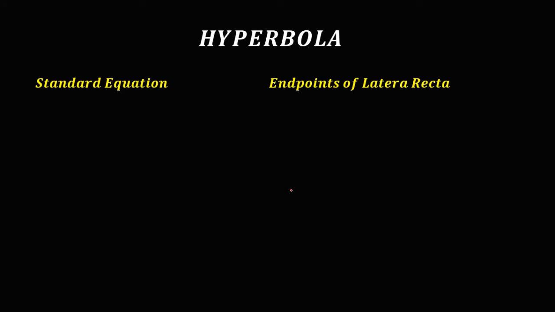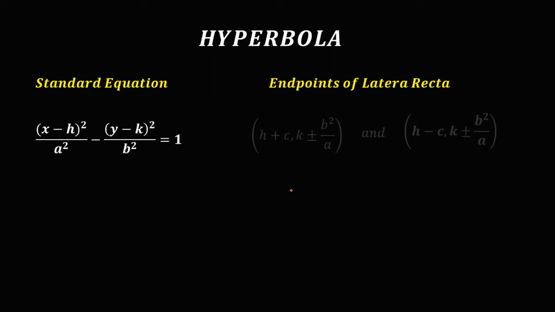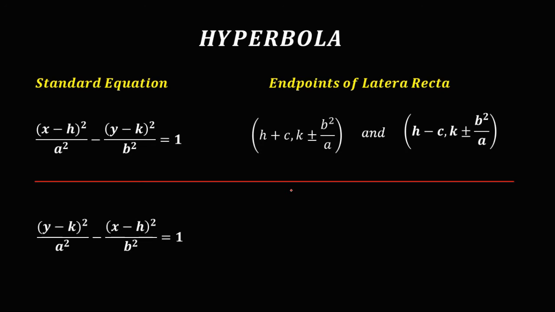Okay, so in this video, we're going to solve the Latera Recta of this hyperbola. Now, since we have two standard equations of hyperbola, the positive x squared minus y squared, and this is the formula to get the Latera Recta, and also the positive y squared minus x squared formula, and these are the formulas to solve for the Latera Recta.